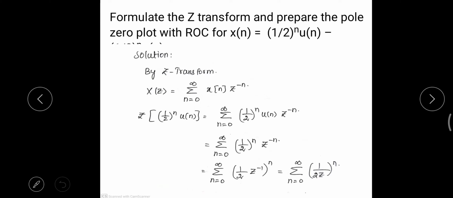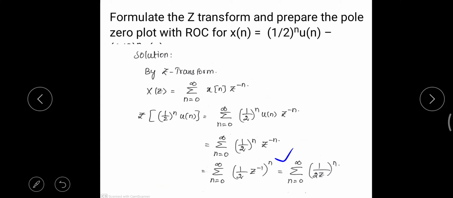Since the Z transform follows the linearity property, I can find the Z transform separately for both the signals. Then finally I can add them. Now first I will take x of n is equal to (1 by 2) whole power n u of n. So for the Z transform of (1 by 2) whole power n u of n, we can apply the Z transform formula. So this will become (1 by 2) Z inverse whole power n. Z inverse once again will be written as (1 by 2z) whole power n for the limit n is equal to 0 to infinity.